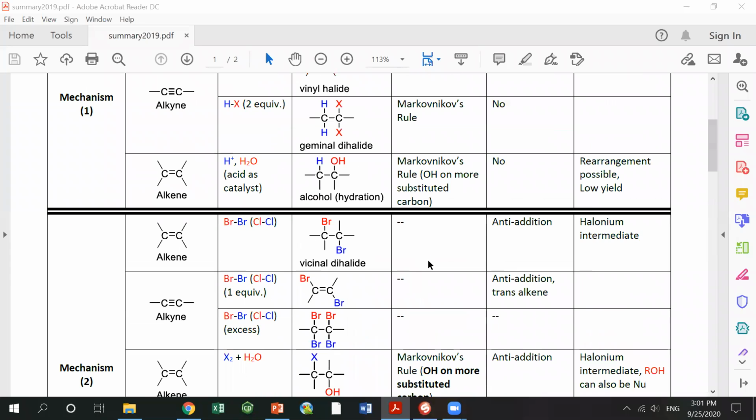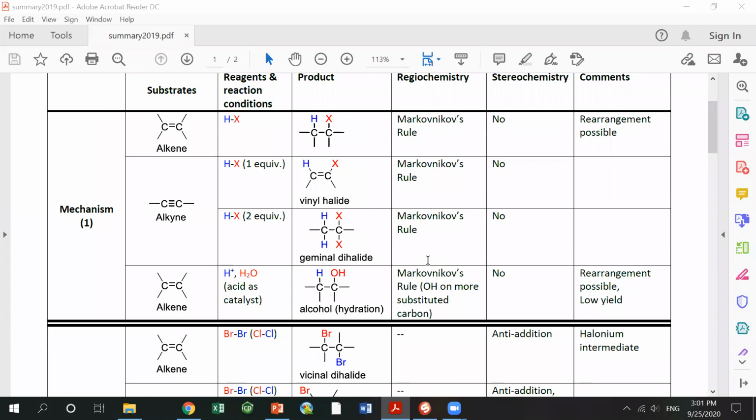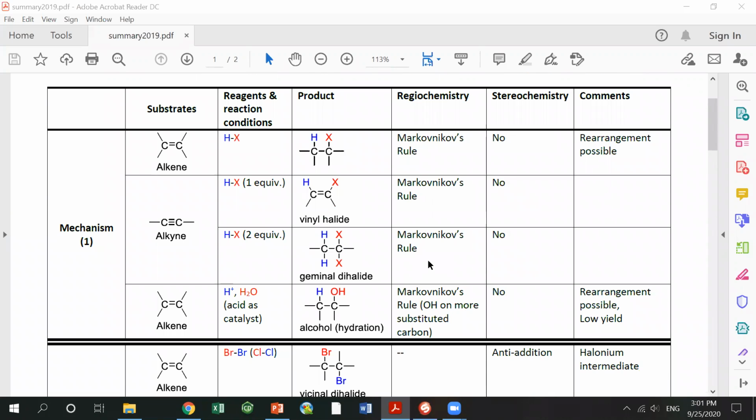Okay, under mechanism one, we learned what looks like three reactions, but really only two types. First, the addition of HX, the hydrogen halide, onto the alkene, following the Markovnikov rule. Keep in mind that for mechanism one, we have the possibility of rearrangement.